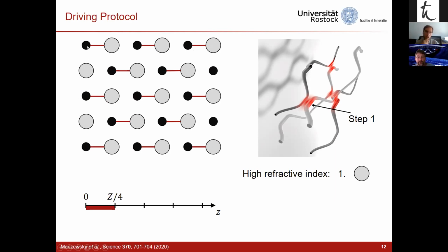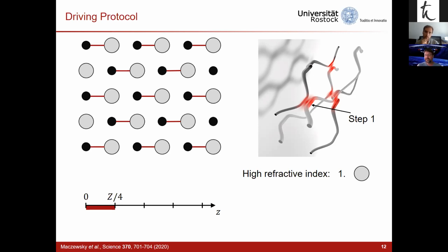Then we have 2 sublattices. One is denoted with black circles, one is denoted with gray circles. And then the refractive index is denoted by the size of the circles. I know it's a lot of information in this protocol. I'm sorry for that. That's why I try to take time. So if you have a small circle, it's a low refractive index. And if you have a big circle, it's a strong refractive index. Now, hopefully it's intuitive. And now let's go through the driving protocol.